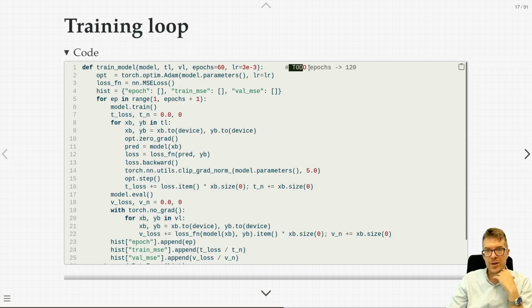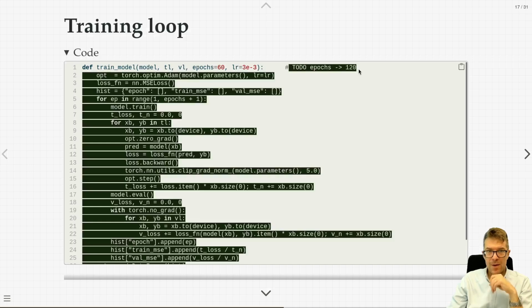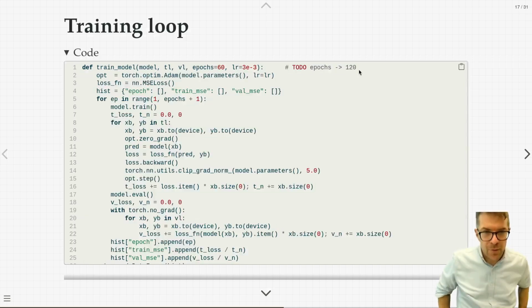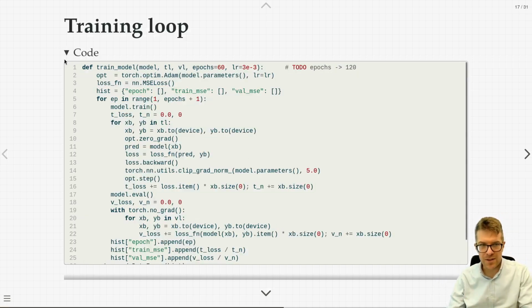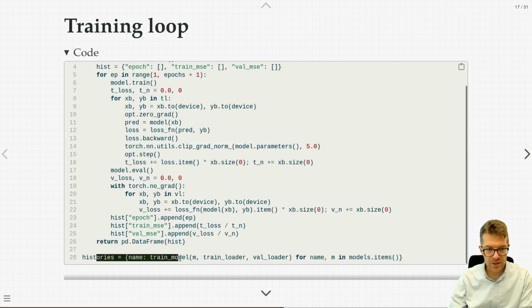I was going to run this a bit longer. As a side note, I was initially running epochs for 120 iterations. For these slides I needed to cut things down a little bit, so I made it a bit shorter, but you can go ahead and run this for many more training epochs than that. And then at the end of this, we just maintain our histories in terms of our training MSEs and our validation MSEs.